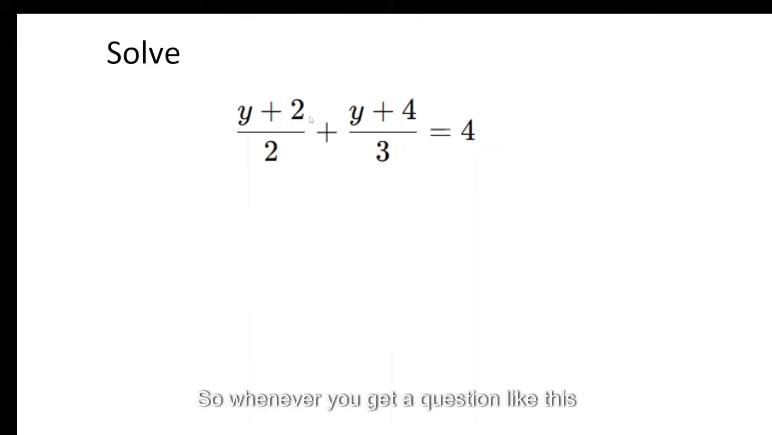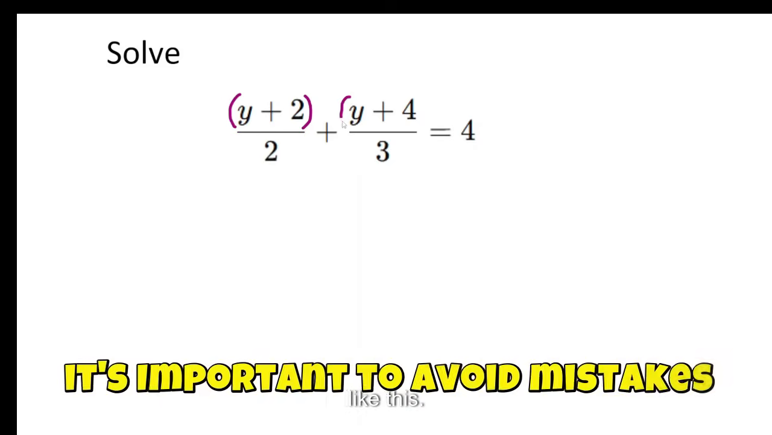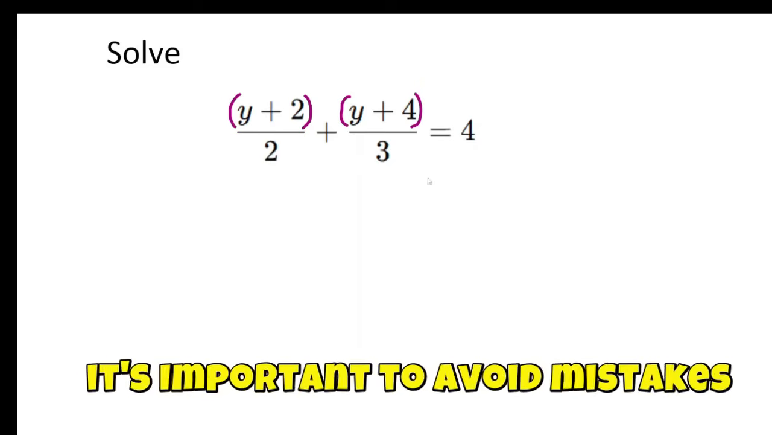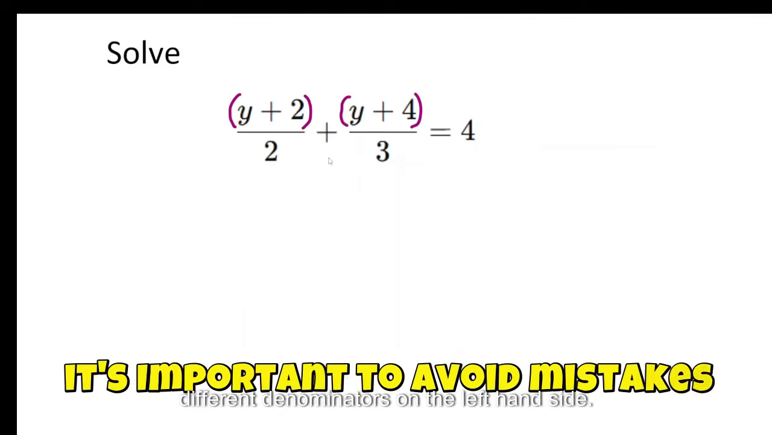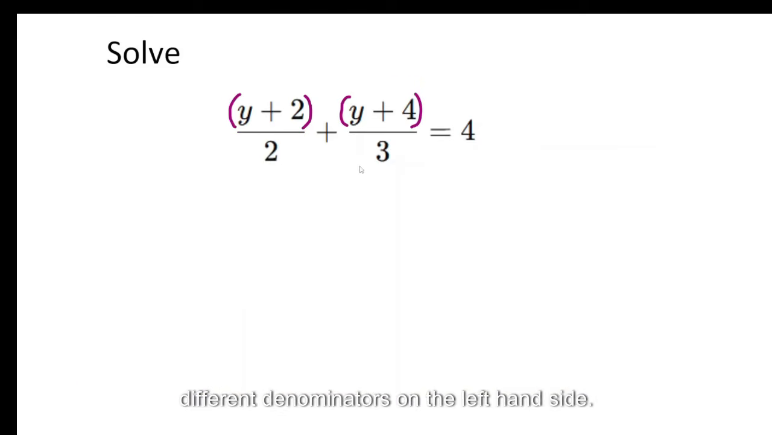So, whenever you get a question like this and you have this numerator with more than one term, it's a good idea to put brackets like this. Now, I have two different denominators on the left hand side, so it makes sense to get them to the same denominator. I can clearly see I can easily convert this 2 and 3 to 6.